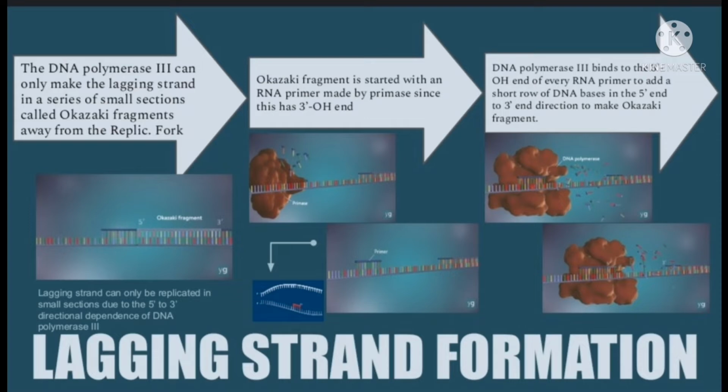Okazaki fragments are small sections of DNA that are formed during the discontinuous synthesis of the lagging strand during DNA replication. DNA polymerase III binds to the 3-hydroxyl end of every RNA primer to add a short row of DNA bases in the 5' to 3' direction to make an Okazaki fragment. The primase generates a short strand of RNA that binds to the single-stranded DNA to initiate DNA synthesis by the DNA polymerase. This enzyme can work only in the 5' to 3' direction, so it replicates the leading strand continuously.